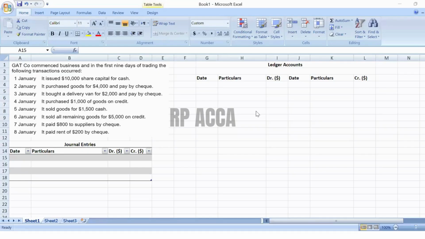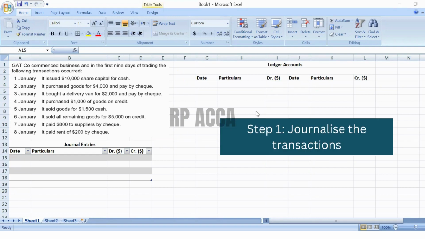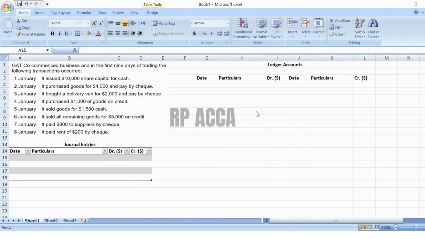We have a simple question called JT Company that has commenced business, and in the first 9 days, these are the transactions. So the first step is to journalize these transactions. On the 1st of January, they have issued share capital. So the journal entry is increase in cash debited and increase in capital credited.